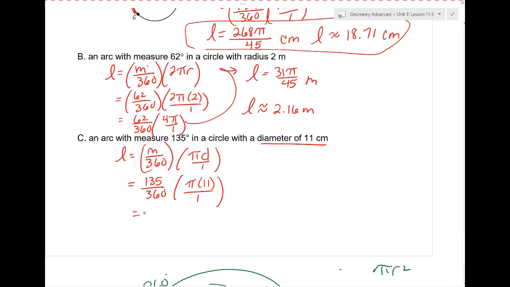What do we get? 33 pi over, I heard 8, right? And then centimeters. And what did you get? I heard it, 12 point. Yep. What do you guys think?